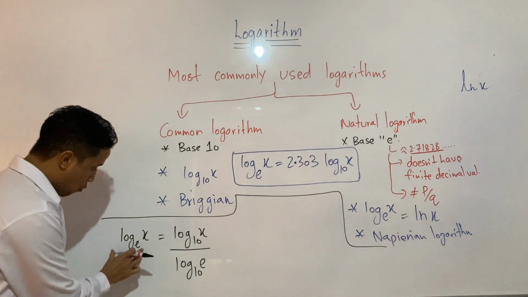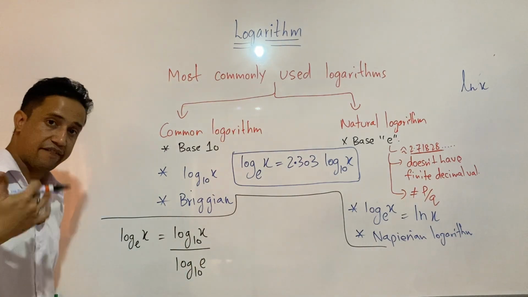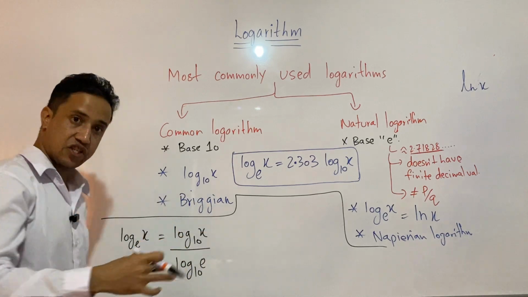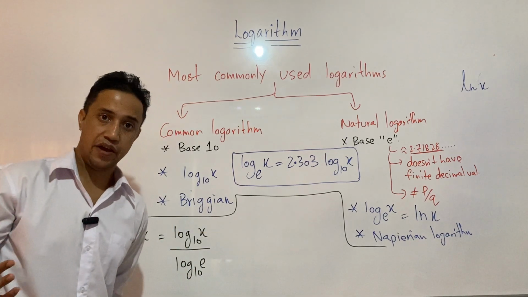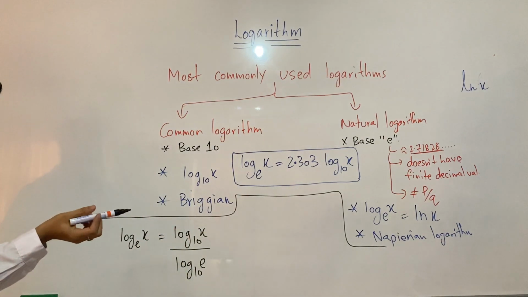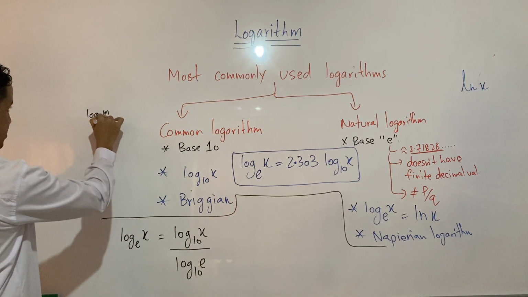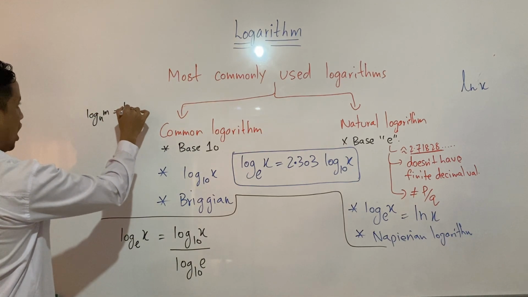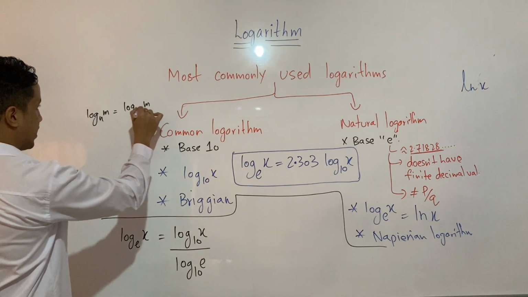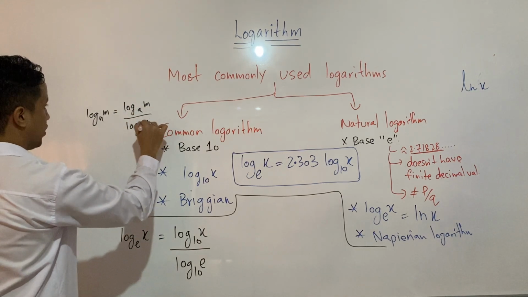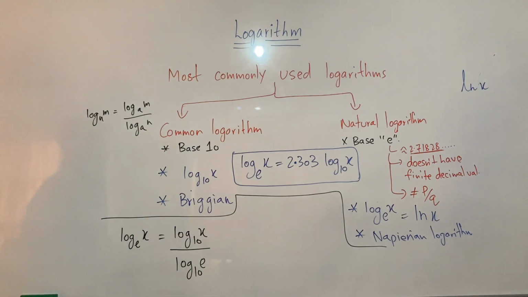Now how did I write this thing? I just used the base changing theorem, which says that log of m to the base n is equal to log of m to the base a by log of n to the base a. So I just made use of this thing here, and I hope you agree with it.